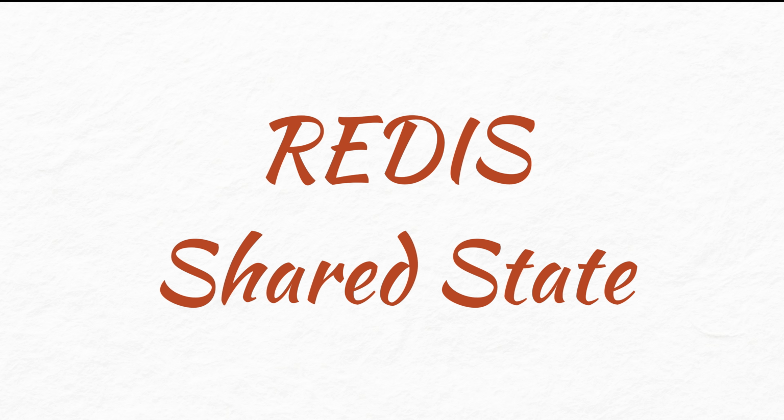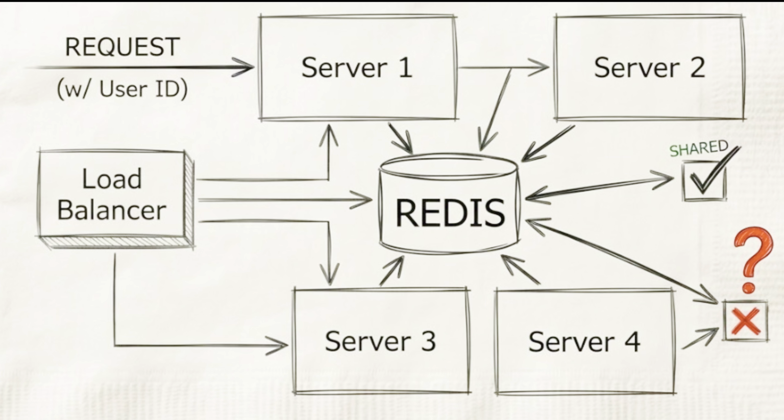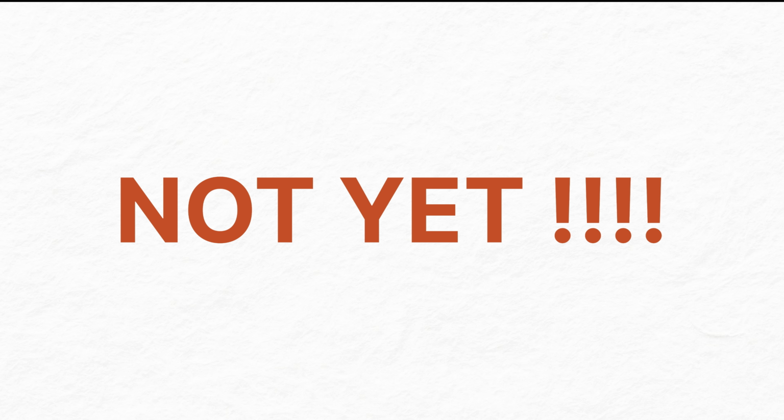Now coming to the third one, Redis as a shared state. Move all the state into Redis. One source of truth. Problem solved? Not yet. Coming to the last, race condition.